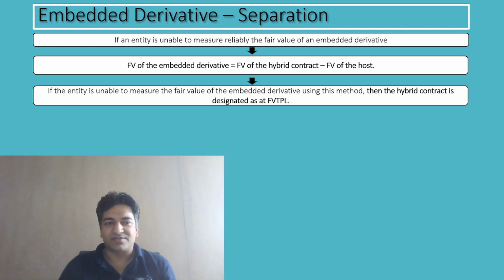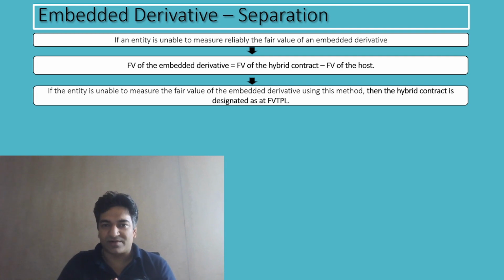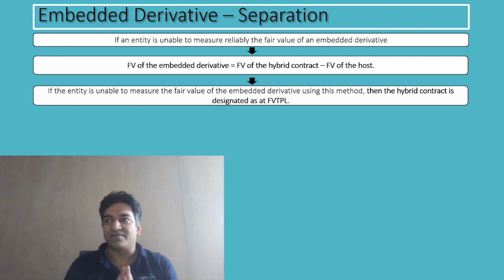However, IND AS 109 also says, if an entity is unable to measure the fair value of an embedded derivative using this method, then the entire hybrid contract is designated as fair value through profit and loss. So if we can measure the fair value of a hybrid contract, and we also have the fair value of the host contract, that is, these are reliably measured, then we will deduct the fair value of the host contract from the fair value of the total hybrid contract to arrive at the fair value of the embedded derivative. If the value is not reliably measurable using this method, then the entire hybrid contract is designated as fair value through profit and loss.